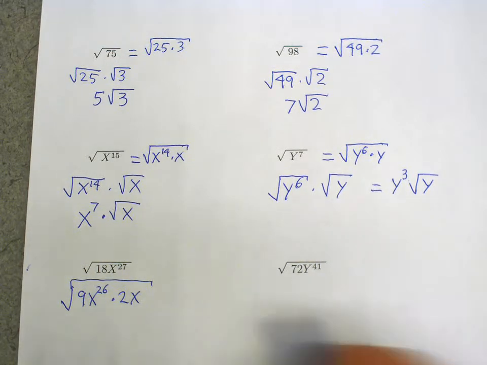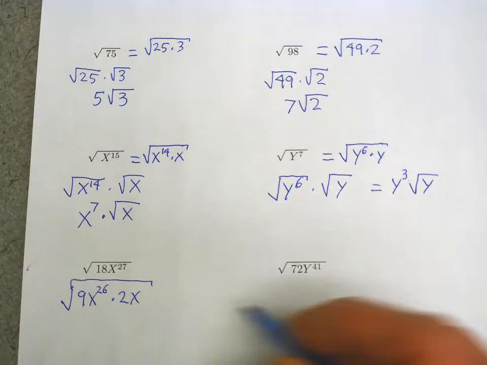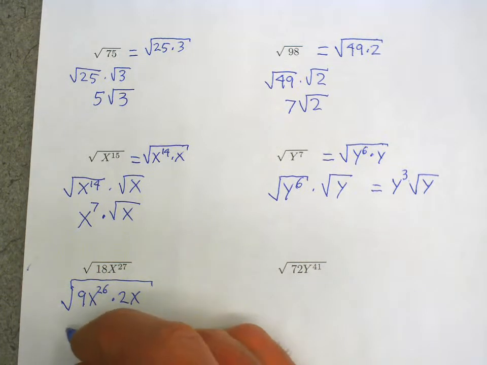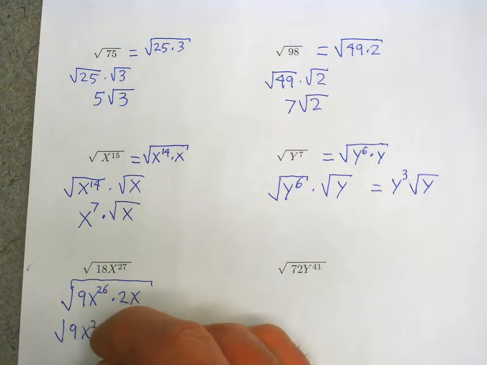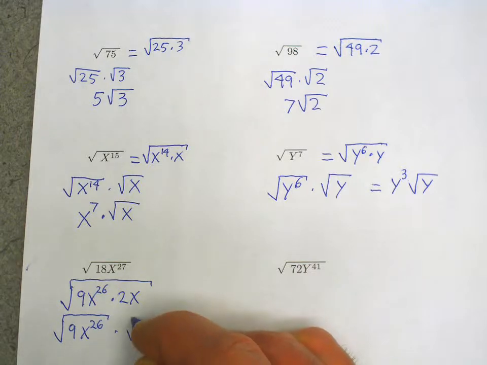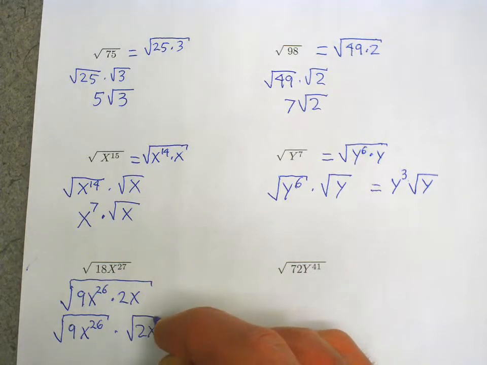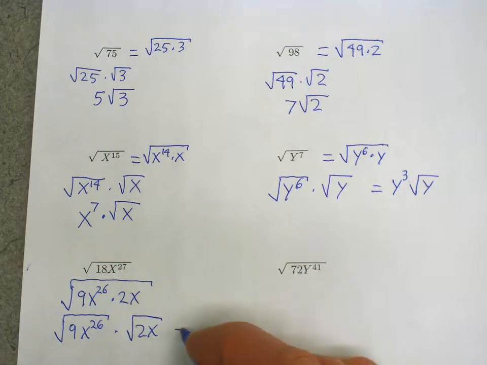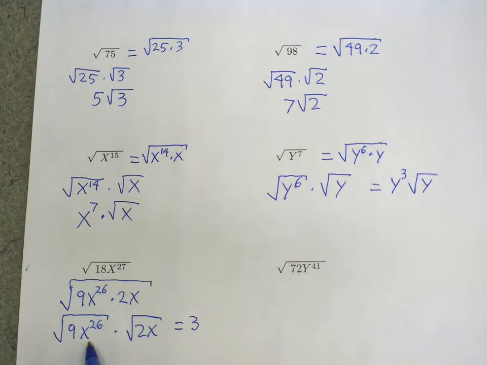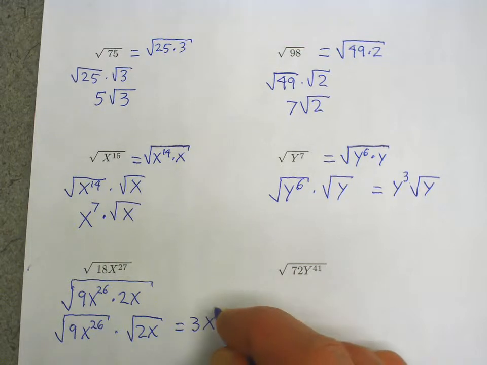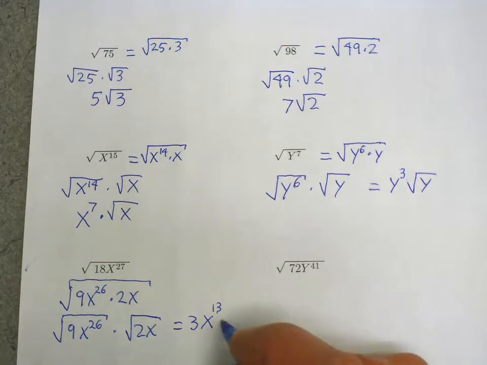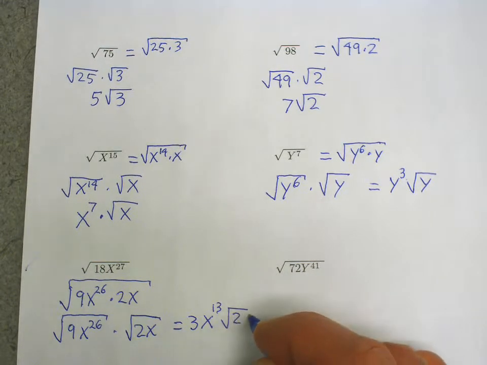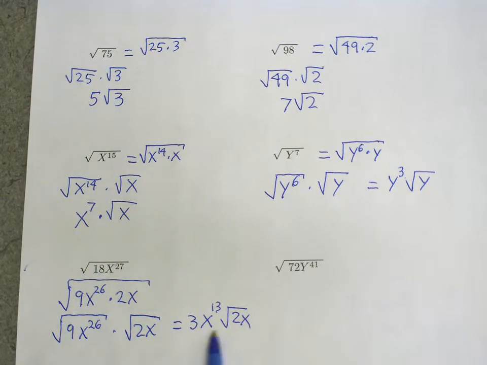Then we can apply the product property of radicals and write this as the square root of 9x to the 26th times the square root of 2x. And then the square root of 9 is 3. The square root of x to the 26th is x to the 13th. And then we multiply that by the square root of 2x. Okay, so this is the simplified result.